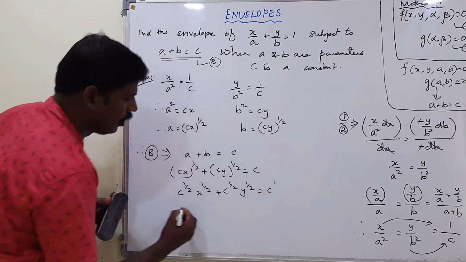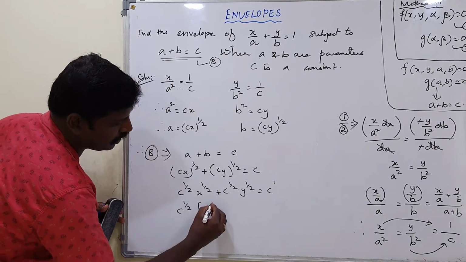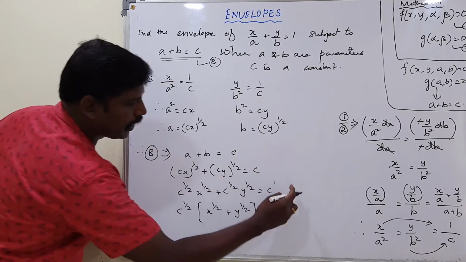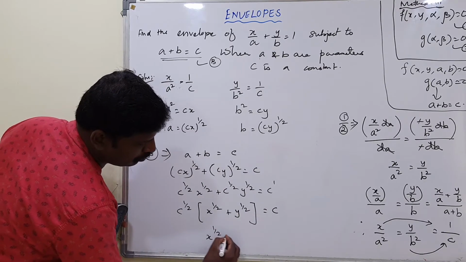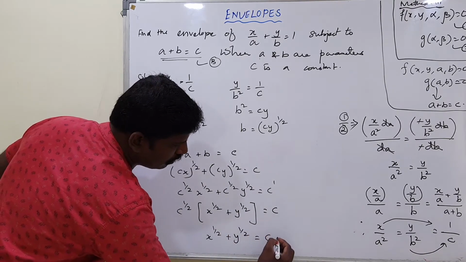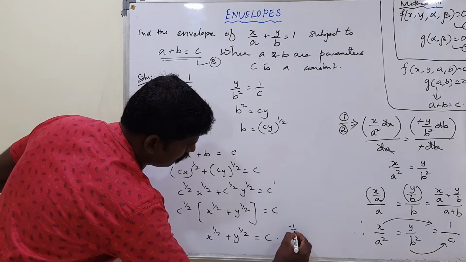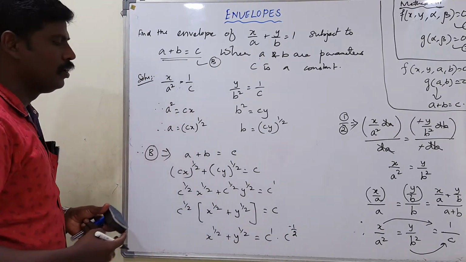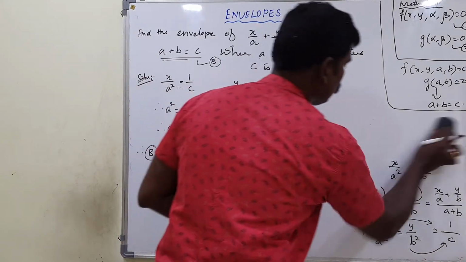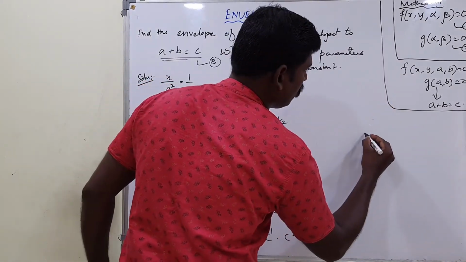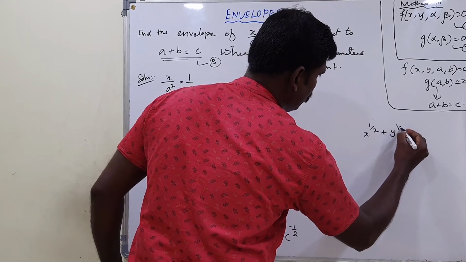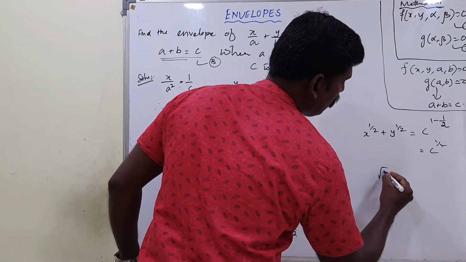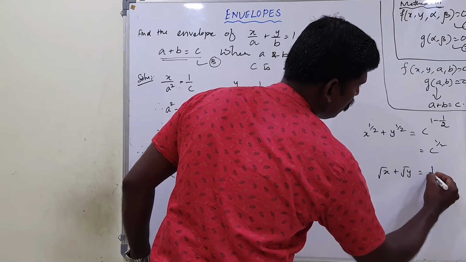C power 1. Now taking c power 1 by 2 as common from the left hand side, x power 1 by 2 plus y power 1 by 2 equal to c. Taking the c power 1 by 2 to the right hand side, it becomes minus. So x power 1 by 2 plus y power 1 by 2 equal to c into c power minus 1 by 2, isn't it? Already this is c power 1, that is c power minus 1 by 2. Taking LCM between the two, you get c power 1 minus 1 by 2, isn't it? So x power 1 by 2 plus y power 1 by 2 equal to c power 1 by 2, that is root x plus root y equal to root c.